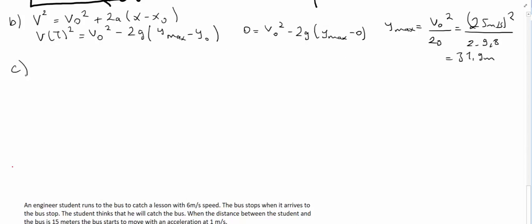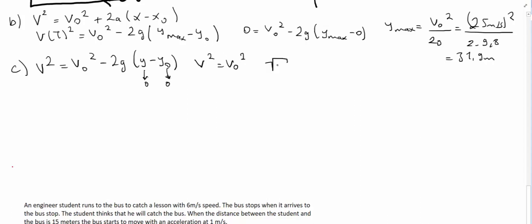And for C, v squared is equal to v0 squared minus 2g(y minus y0). v should equal v0 in magnitude. When it hits the ground, we are taking these as 0 because it will have no height. Therefore, taking the root, v is equal to v0, so v is equal to 25 meters per second.